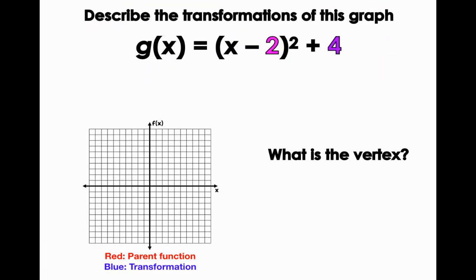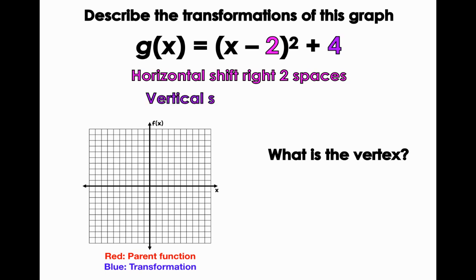So if we look here, if we want to describe the transformation of this graph, we have to look at the equation. Now, what is happening? Well, I'm going to move horizontally to the right 2 spaces because it's x minus 2, meaning I'm moving to the right. And then plus 4 means I'm going to go up 4 spaces. So if I have my parent function there, I'm going to move 2 spaces to the right, but also 4 spaces up.